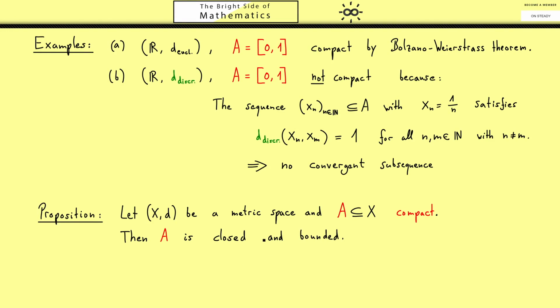So in general, we still have the result that closedness and boundedness is needed for the compactness. It's not the other way around. Compactness in general is more, but this can still be helpful. Before writing down the proof, we should first define what we mean by a bounded set inside a metric space.